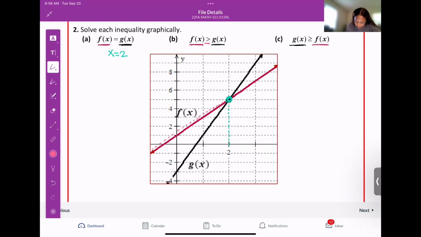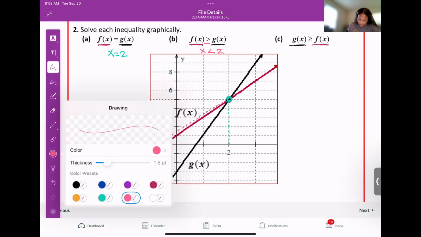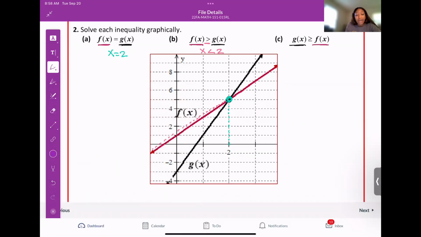f of x is greater than g of x. What x values are covered? It looks like it's all of the x values that are less than 2, because once we get to 2, they're equal. So f of x is greater than g of x for all x values that are less than 2. That's it. It's just analyzing the graph. And then last one, I'm running out of colors. I guess I can do purple again. All right, when is g of x greater than or equal to f of x?